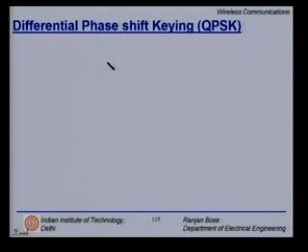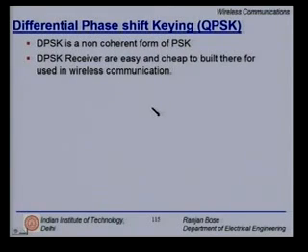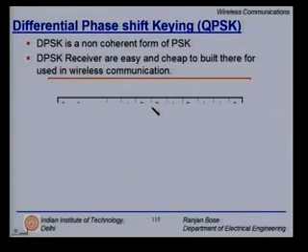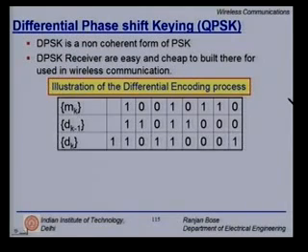Now the BPSK receiver requires the knowledge of the phase. You have a slight variation called differential phase shift keying or DPSK. DPSK is a non-coherent form of phase shift keying. DPSK receivers are easy and cheap to build and therefore used in wireless communications. Let us have an illustration with an example.